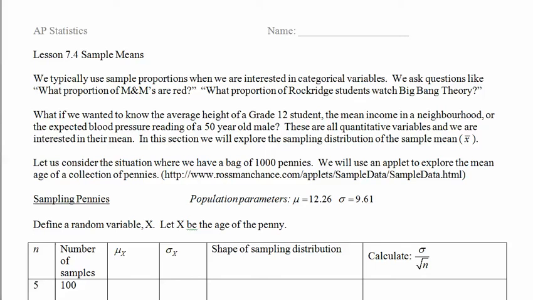We are doing lesson 7.4, sample means. So we typically use sample proportions when we are interested in categorical variables. We ask questions like, what proportion of M&Ms are red? What proportion of Rockridge students watch whatever the latest show is?